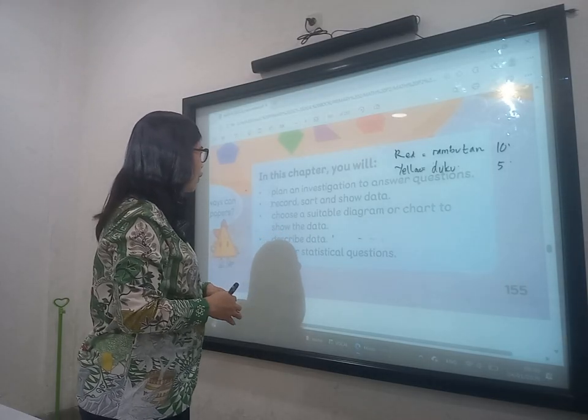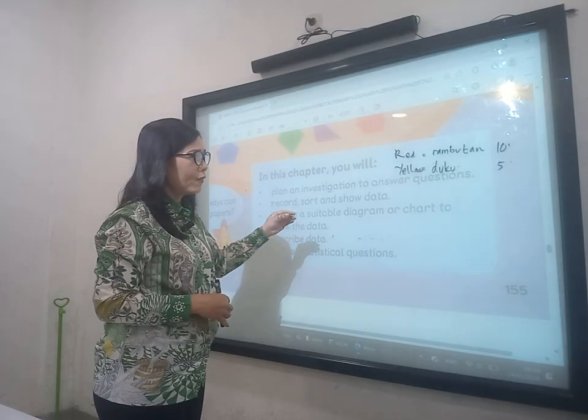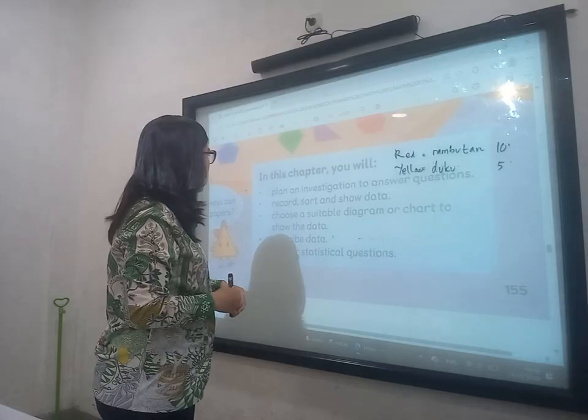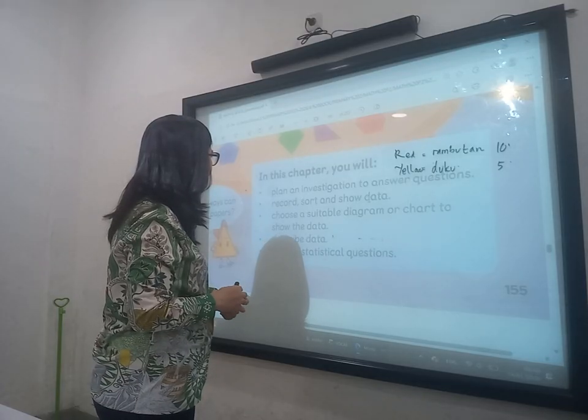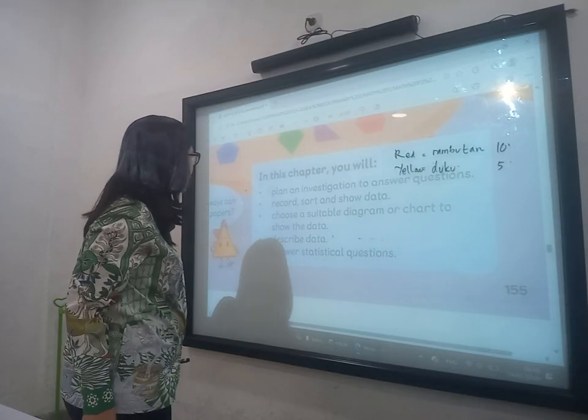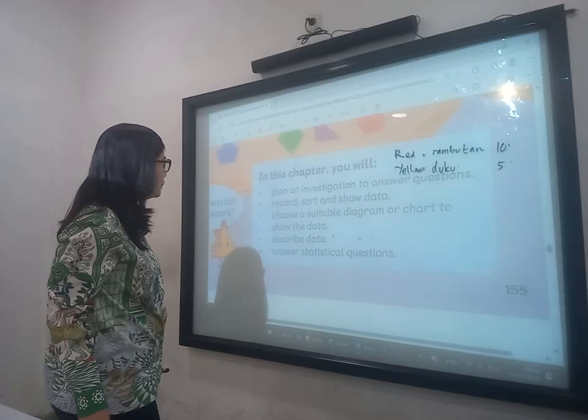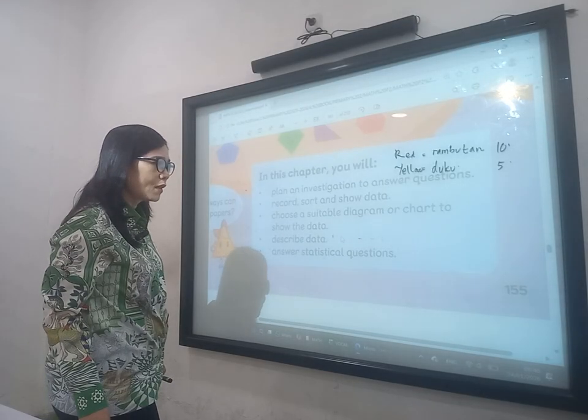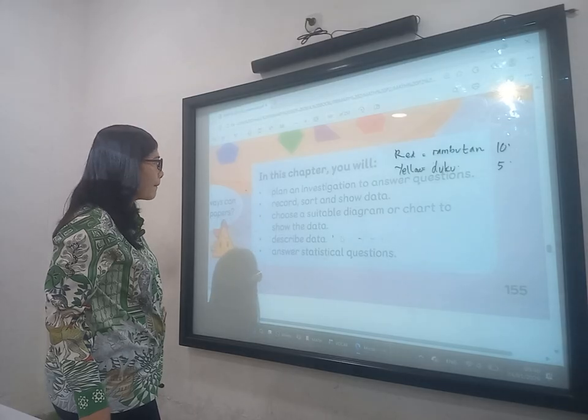We start from the record first. What is the difference between record, sort, and show data, because they make it three here? So what is the difference between record data, sort data, and show data? When will the students do the recording data? When will the students do the sorting data and show the data?